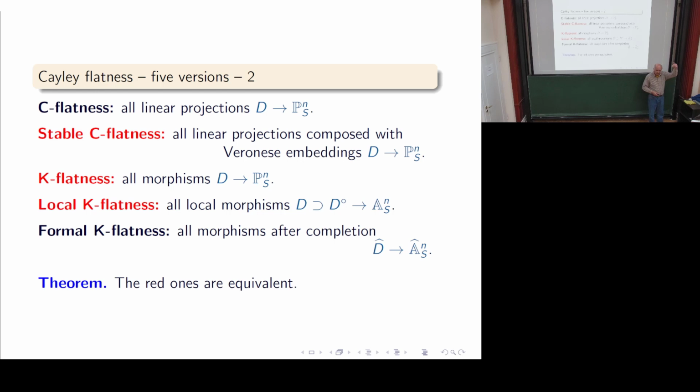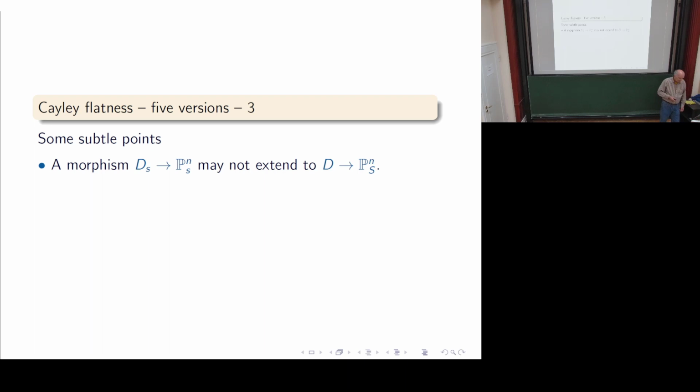The others are harder to do. Let me just point out a few subtle points. If you want to work with families, then the one problem with K-flatness is that in one fiber there might be a line bundle which does not extend nearby. The Picard group might jump, so there might be some line bundle that exists there but not nearby.